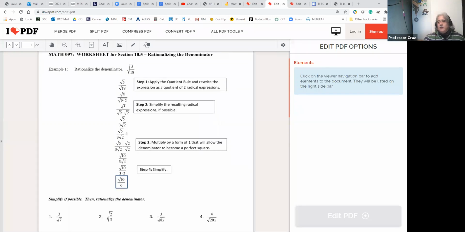Let's see if I can show you what I mean with the calculator. All right, so square root of 5 divided by 18 is equal to 0.57. Now I'm going to jump down to our final expression that we simplified. And if that was done correctly, see that? Those two things are equivalent.